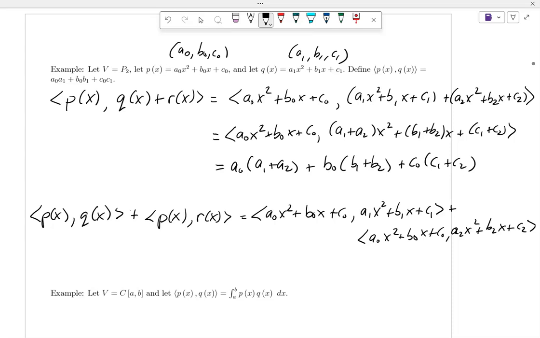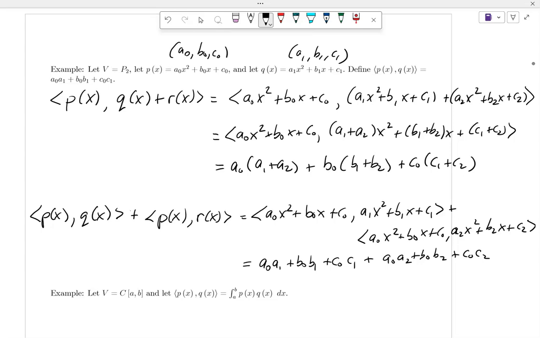Now, in this case, we'll do the inner product next, right? In the first one, we get what? When we do the first inner product, A naught A1 plus B naught B1 plus C naught C1. Good. And in the second, we'll get A naught A2, yeah, I skipped one, B naught B2 and C naught C2.